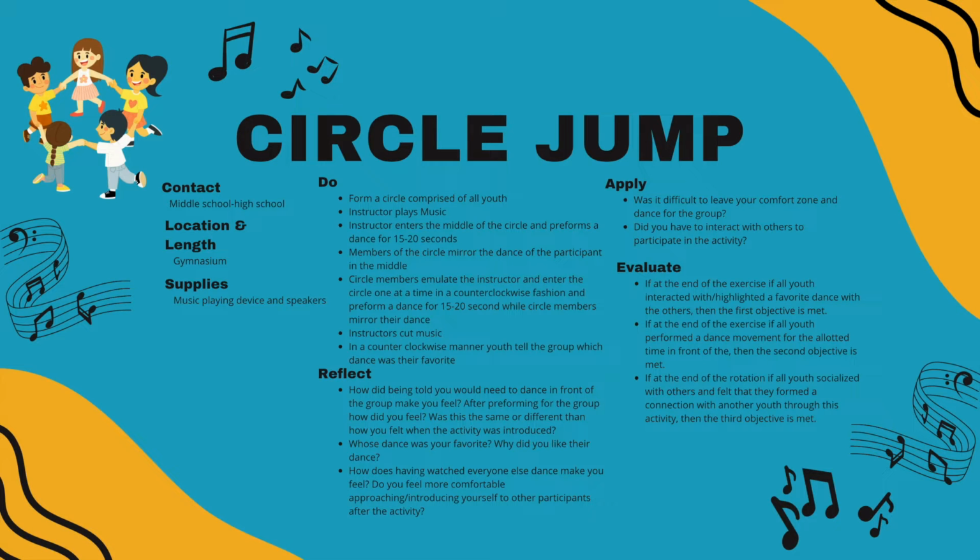So one member will be in the middle, and all the members circled around them will do the same dance as them. This will continue in a clockwise fashion where students will jump into the middle of the circle, perform their dance, and all those surrounding them will emulate the same dance as them. At the very end, the instructor will cut the music, and then in a counterclockwise manner, the youth will tell the group which dance was their favorite.